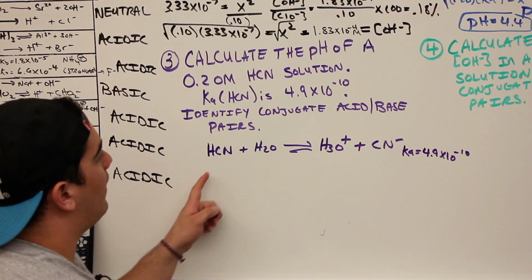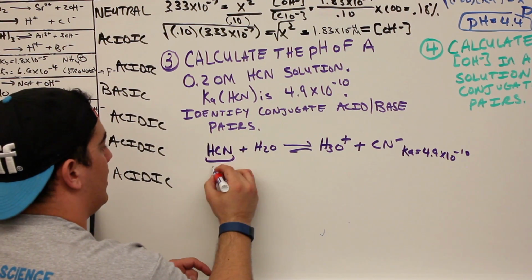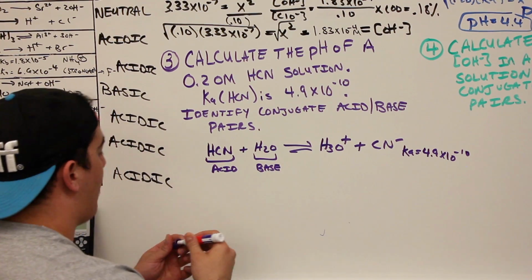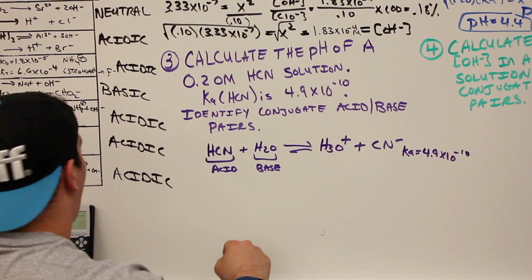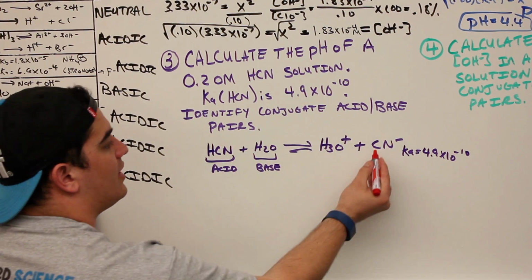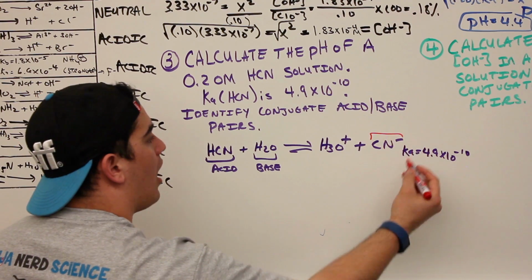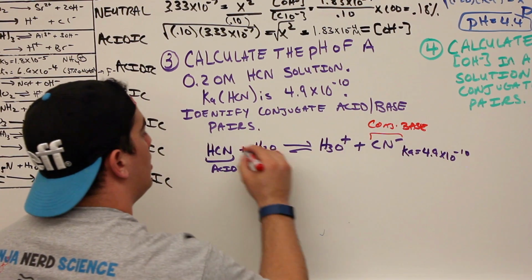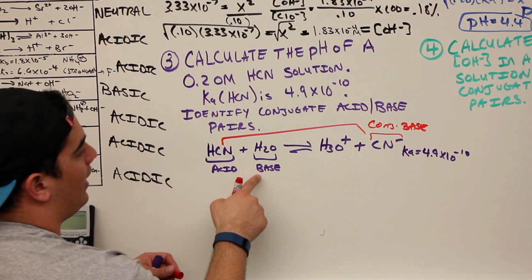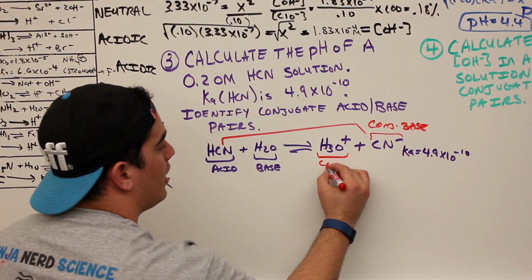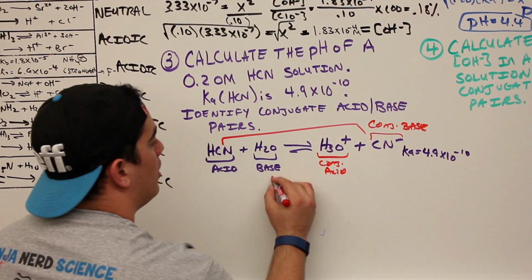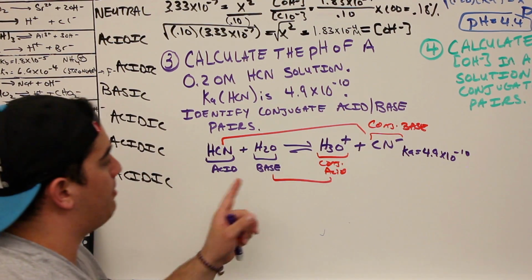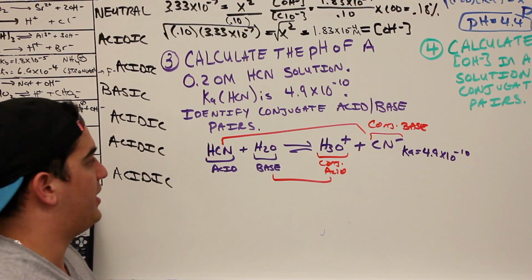Okay, cool. So identify the conjugate acid base pairs. Well, HCN is the acid. Water is the base. And then what happened? We said that this guy, HCN, got converted into CN negative. And CN negative is the conjugate base. So this guy goes here. And then H2O turns into a conjugate acid. So this is the base conjugate acid pair. So we have our acid conjugate base pair and base conjugate acid pair. Super easy, right? Not too bad.